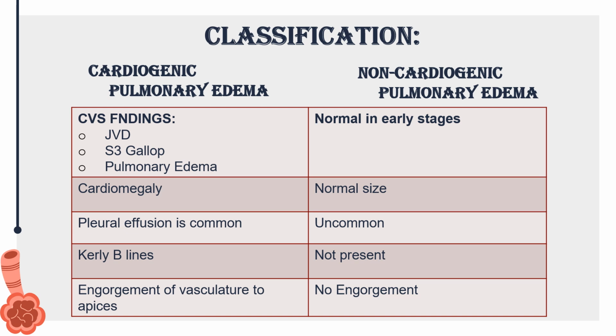Kerley B lines are the thin horizontal lines which can be clearly seen on the chest X-rays, typically at the lung bases. These are all due to the fluid accumulation in interlobular septa. Kerley B lines are not present in non-cardiogenic pulmonary edema. In cardiogenic, there is clearly seen engorgement of vasculature towards the apices, and in non-cardiogenic, there is no engorgement.